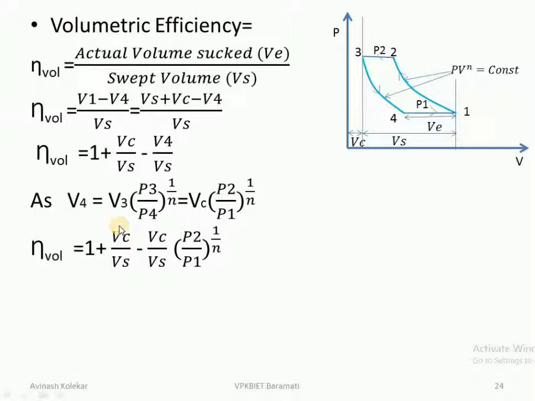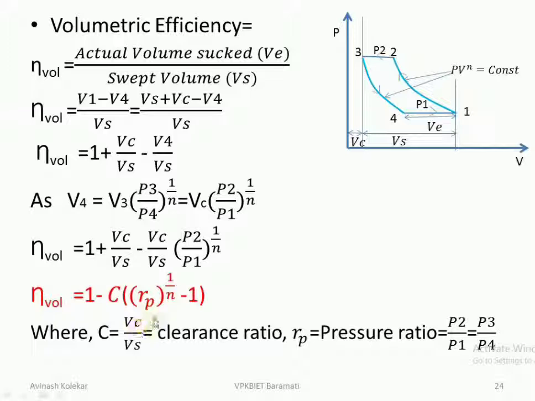Now this can be written like this: volumetric efficiency is 1 plus Vc upon Vs, and if you put that V4 here, then it is minus Vc upon Vs into P2 upon P1 raised to 1 upon n. Now in this case you can take Vc upon Vs common, and we will have the final derivation like this: volumetric efficiency is equal to 1 minus C into bracket Rp raised to 1 upon n minus 1, where C is the clearance ratio Vc by Vs, while Rp is the pressure ratio. It can be written as P2 by P1 or P3 by P4.